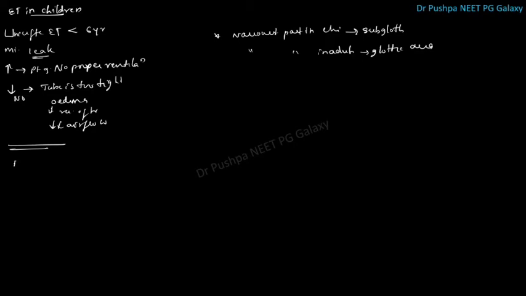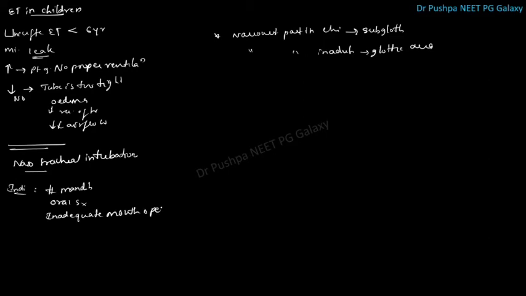What is meant by nasotracheal intubation? In endotracheal intubation, we insert the tube through the mouth. But in nasotracheal intubation, we insert it through the nose into the trachea. What are the indications for nasotracheal intubation? If there is a fracture of the mandible, if we are doing oral surgeries, if there is inadequate mouth opening, and the tube has to be kept for a longer time, we will use nasotracheal intubation.